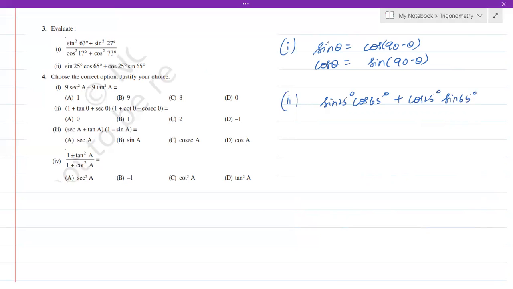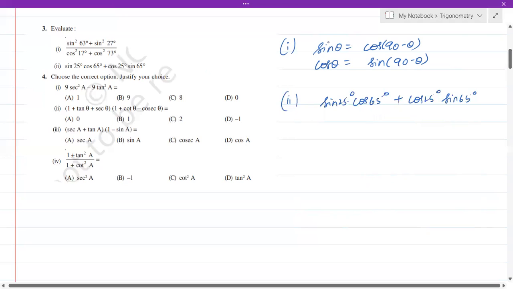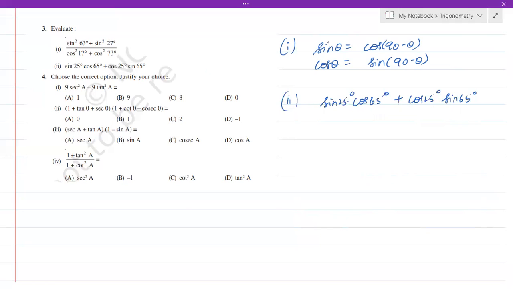Now, usually when we add two terms, if you remember in the complementary angles, we used to change one term and keep the other term as it is. But here, if you observe, 25 and 65 are complementary, isn't it? So in this, we are going to change any one and keep the other one as it is. Similarly, here in this, we are going to change any one and keep the other as it is. So basically, we are trying to get it in the form of sine square theta plus cos square theta, so that the final answer will be 1.